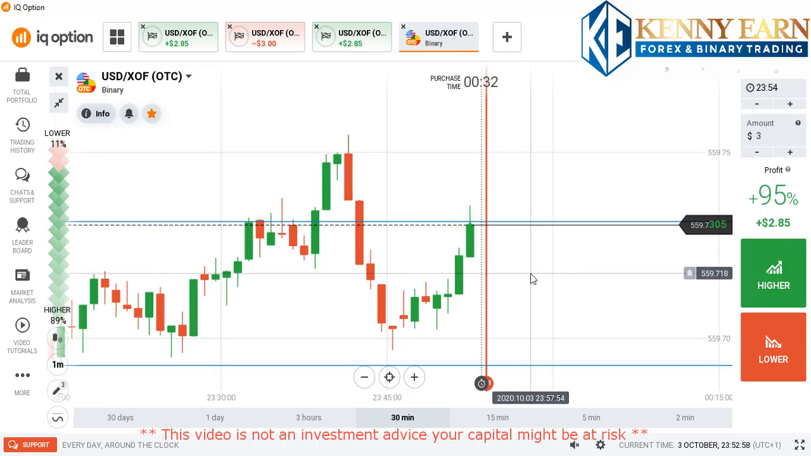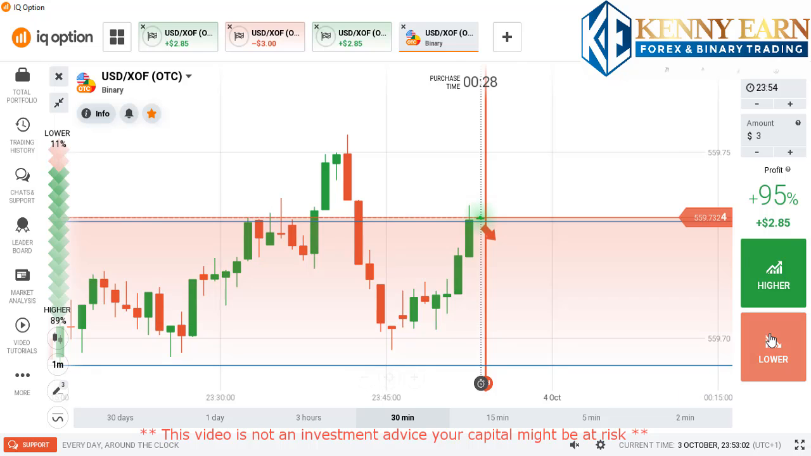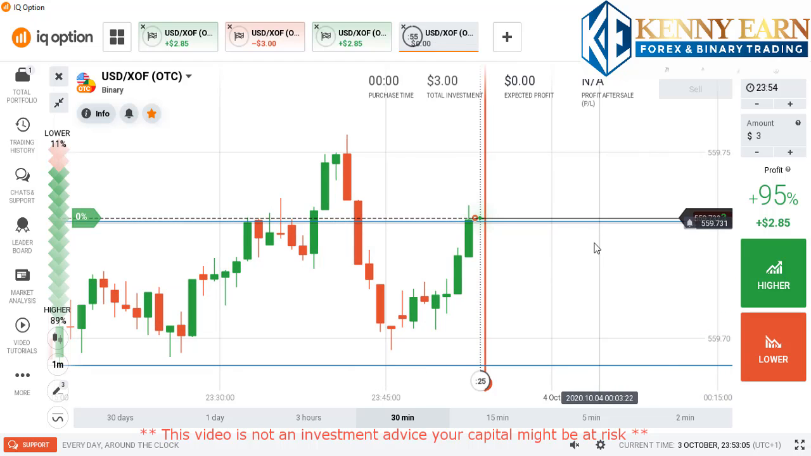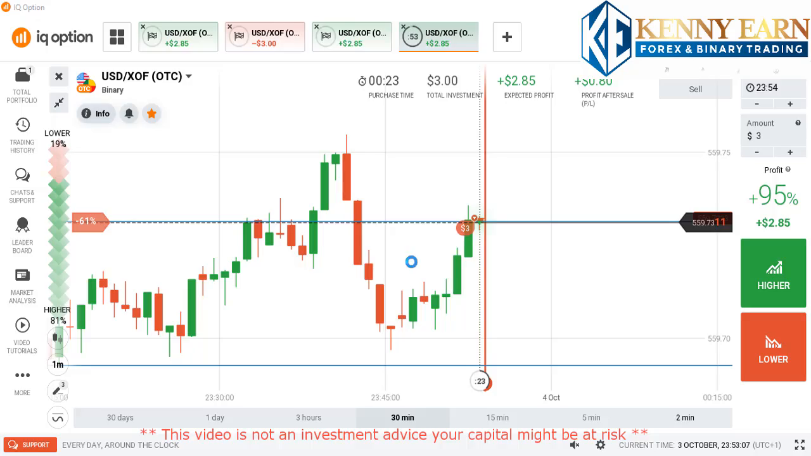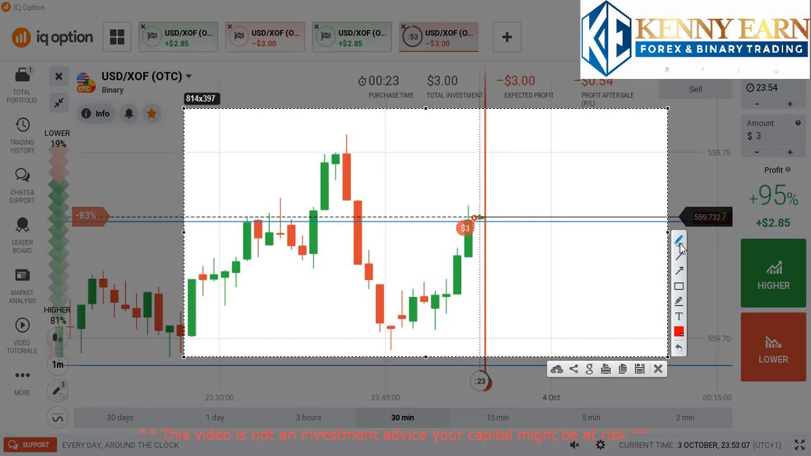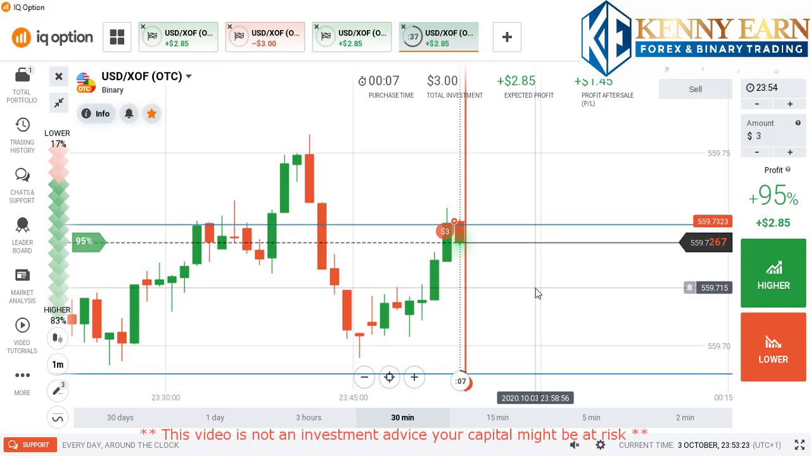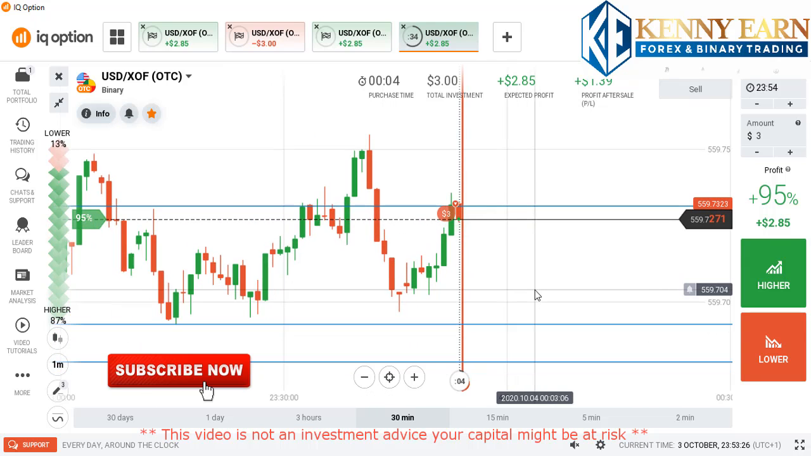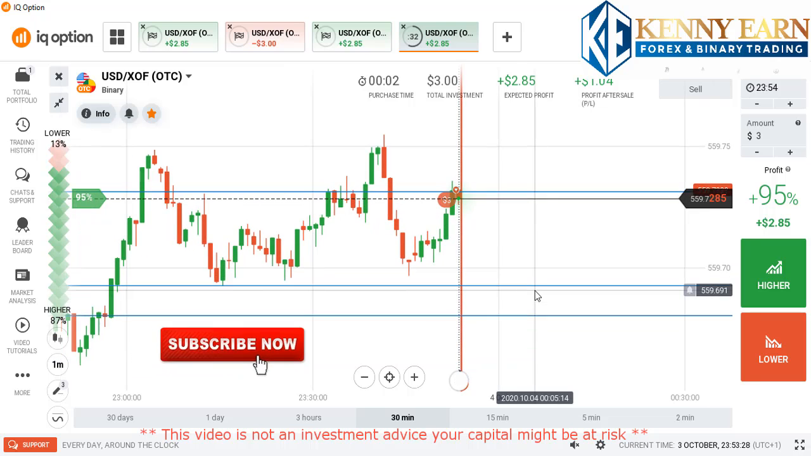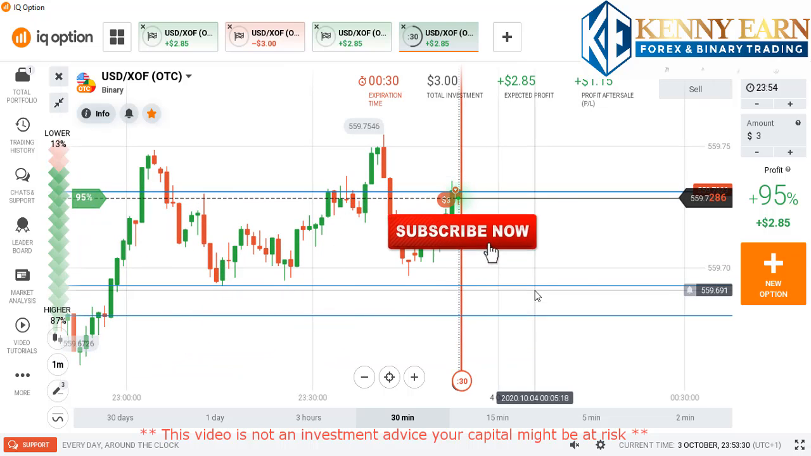Okay, currently you can see the rejections from that level I drew. Sellers are interested in that level, so I'll go with a lower option here. Yes, I place a lower option here because of the rejections on this candle, and this level is a good level for reversal, so sellers should be coming in from that level now. The downtrend should continue lower. Okay, let's see how it goes.